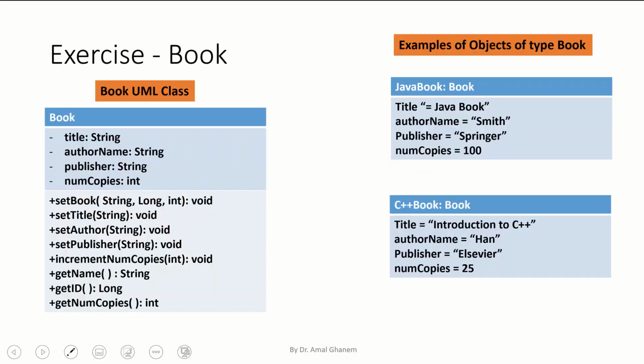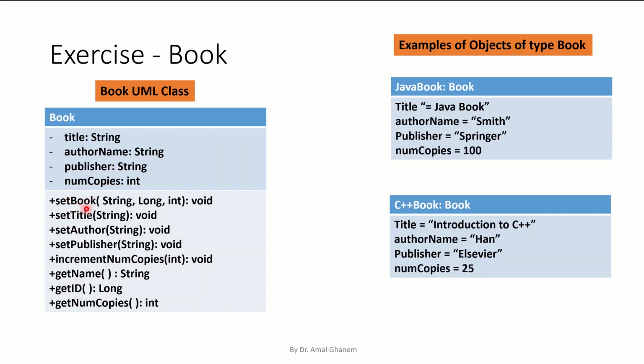You may say, I need only the title and author. You may say, I need the title and publisher. So think about what kind of suitable data. Here they mention that title will be string, author name is a string, publisher string, and number of copies, how many copies I have, is an integer. And according to these private attributes, we have the following public methods.